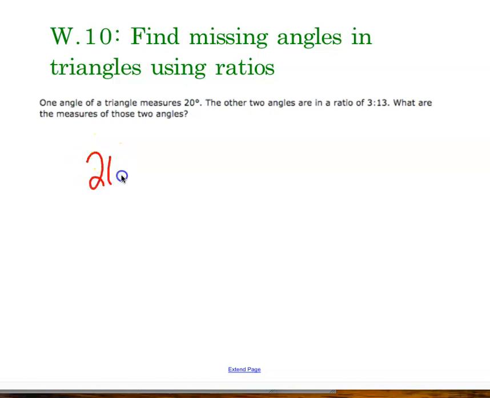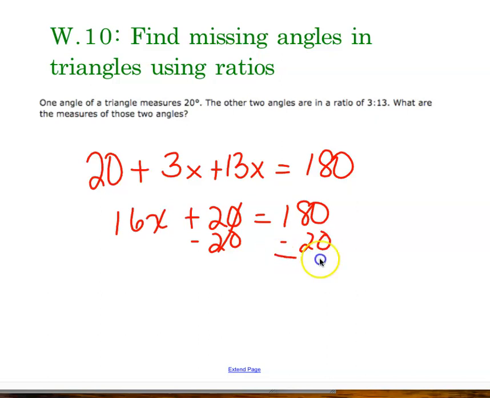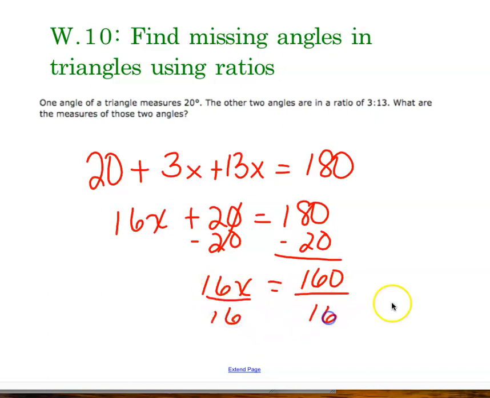One angle of the triangle measures 20 degrees. The other two angles are in a ratio of 3 to 13. So I don't know the value of x, but I know their ratio. So it's 3x to 13x. And I know they must equal 180 degrees. So I combine my like terms, and I get 16x plus 20 has to equal 180 degrees. I subtract 20 from both sides, and I get 16x equals 160. I divide by 16 to both sides, and I get x equals 10.